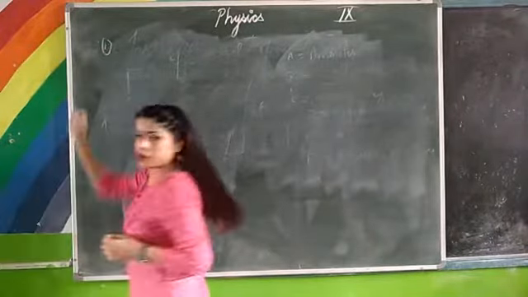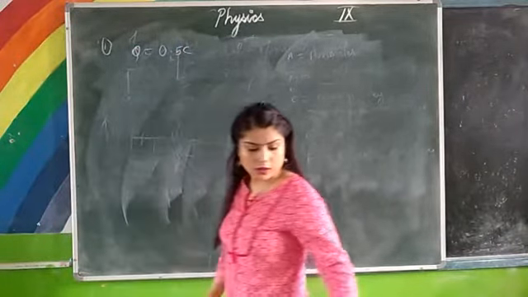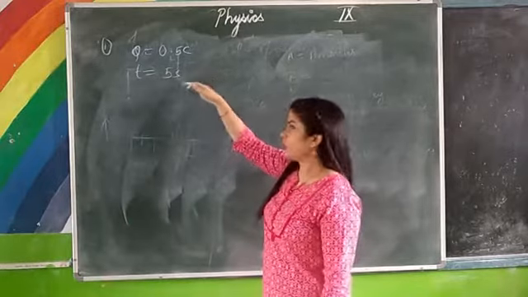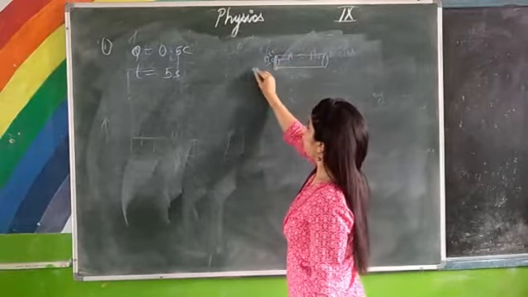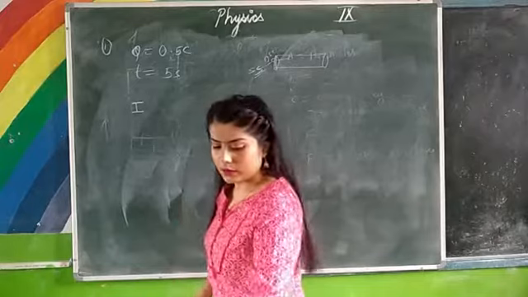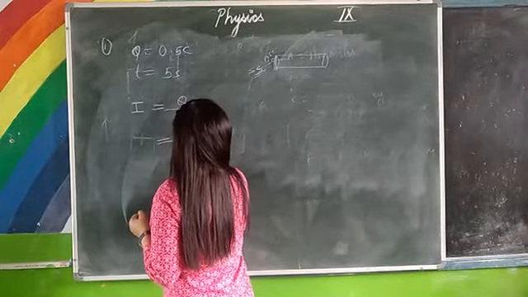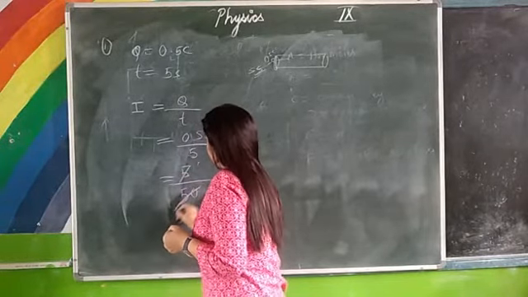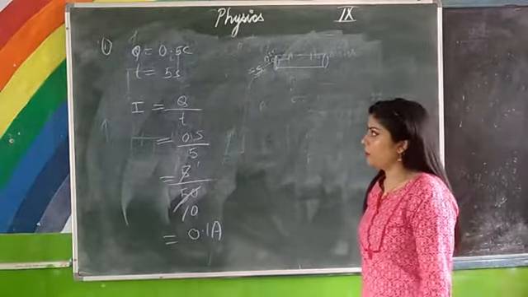Question number 1. In the first question, there is a charge of 0.5 coulomb. Q is 0.5 coulomb. It passes through the cross section of a conductor in 5 seconds. Suppose this is a conductor, this is a wire. So the amount of charge flowing is 0.5 coulomb in a time of 5 seconds. So flow of charge means current. What I find over here is current. Current I is equal to charge, the flow of charge, over time. So it will be 0.5 divided by 5, which equals 0.1. The current unit is ampere. 0.1 ampere. This is for question number 1.